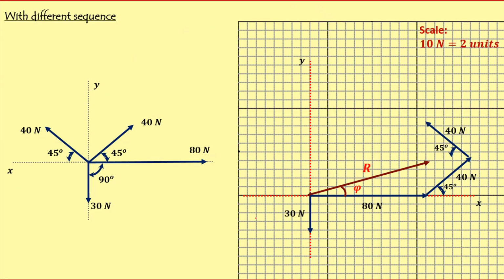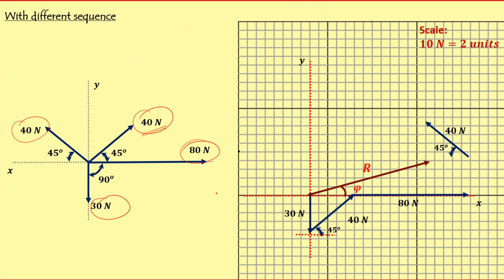In the next sequence, I'm considering 30 Newton as my first vector, which I have drawn with the temporary x and y axis. Now I'm considering this 40 Newton, which is acting in the first quadrant, as my second force in the order. Then I'm considering 80 Newton as the third force, and finally this 40 Newton, which is acting in the second quadrant. Here you can observe that R and phi remain the same, though we have changed the sequence.